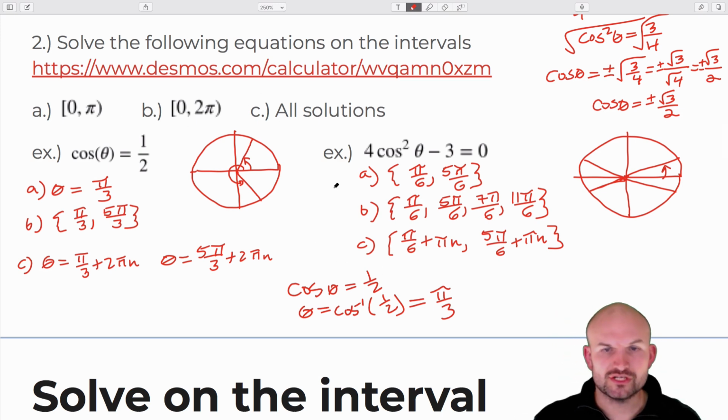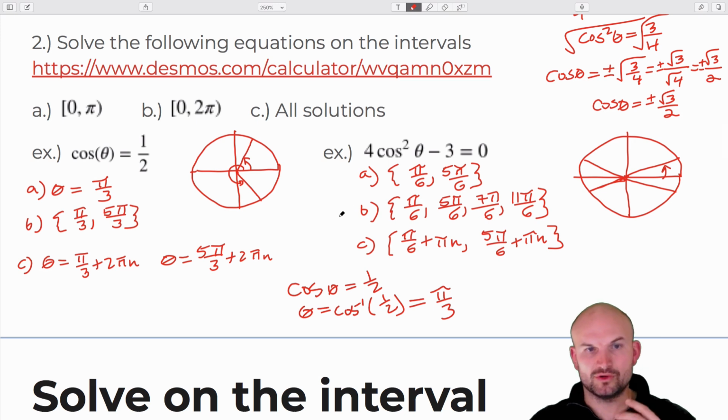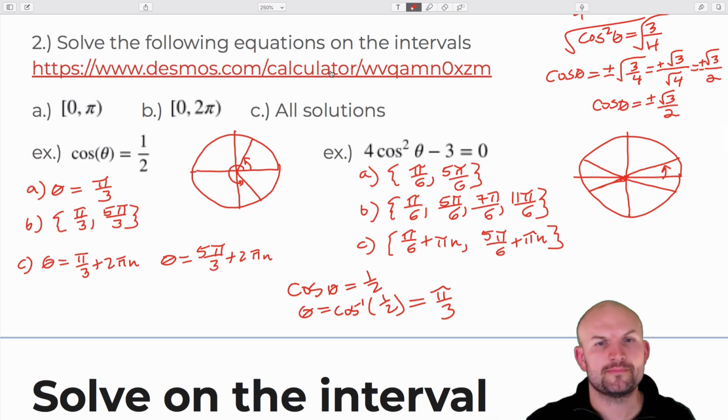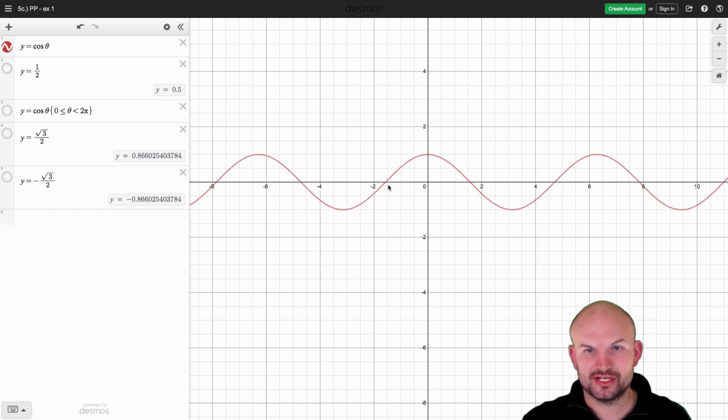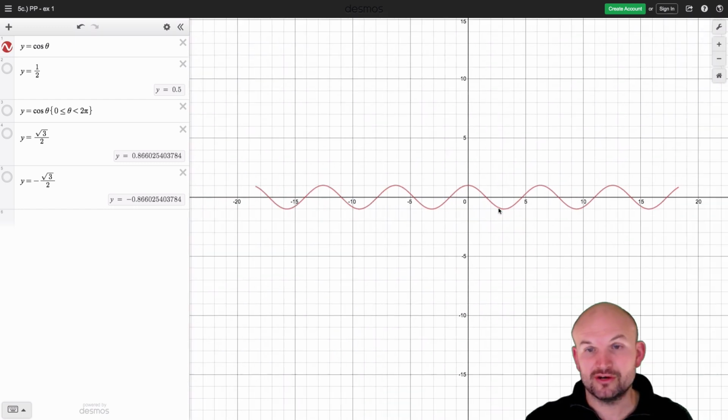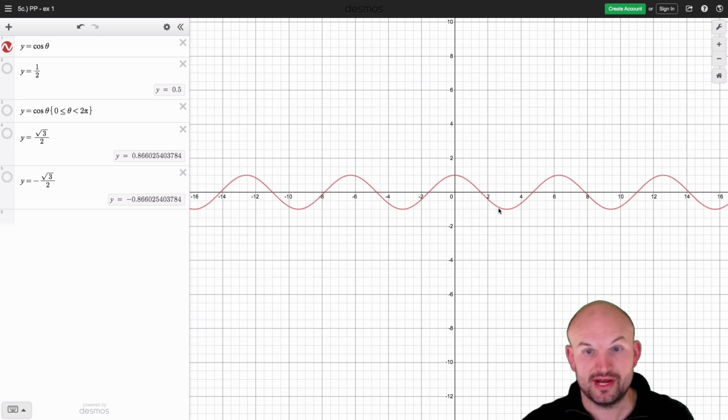So let's go through this next example and then we'll... Actually, let's go and take a look at the graph, and then we'll come back to the next example. Okay, so here's the graph. And remember what we had is cosine of theta is equal to 1/2. So if I graph cosine, you can see here's the graph of cosine. And remember, it goes on and on forever, right?